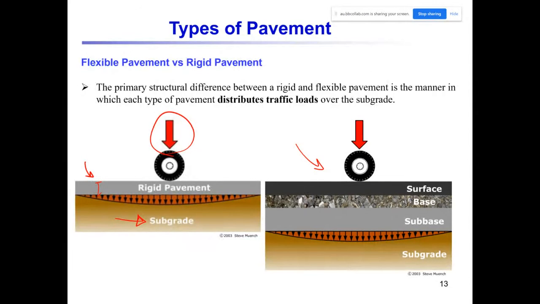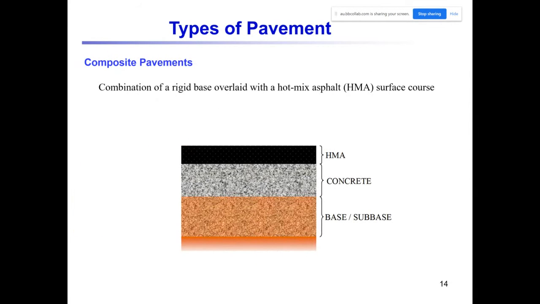In addition to these two types of pavement, there is also another type, which is the mix, the combination of flexible as well as rigid pavement. This type of pavement is called composite pavement. So as you can see, the first layer is coming from flexible pavement, is hot mix asphalt, and the second layer is concrete. And below concrete, we have base and subbase. Again, base and subbase is optional, depends on the level of the traffic. So we are designing the high traffic road or a light traffic road.